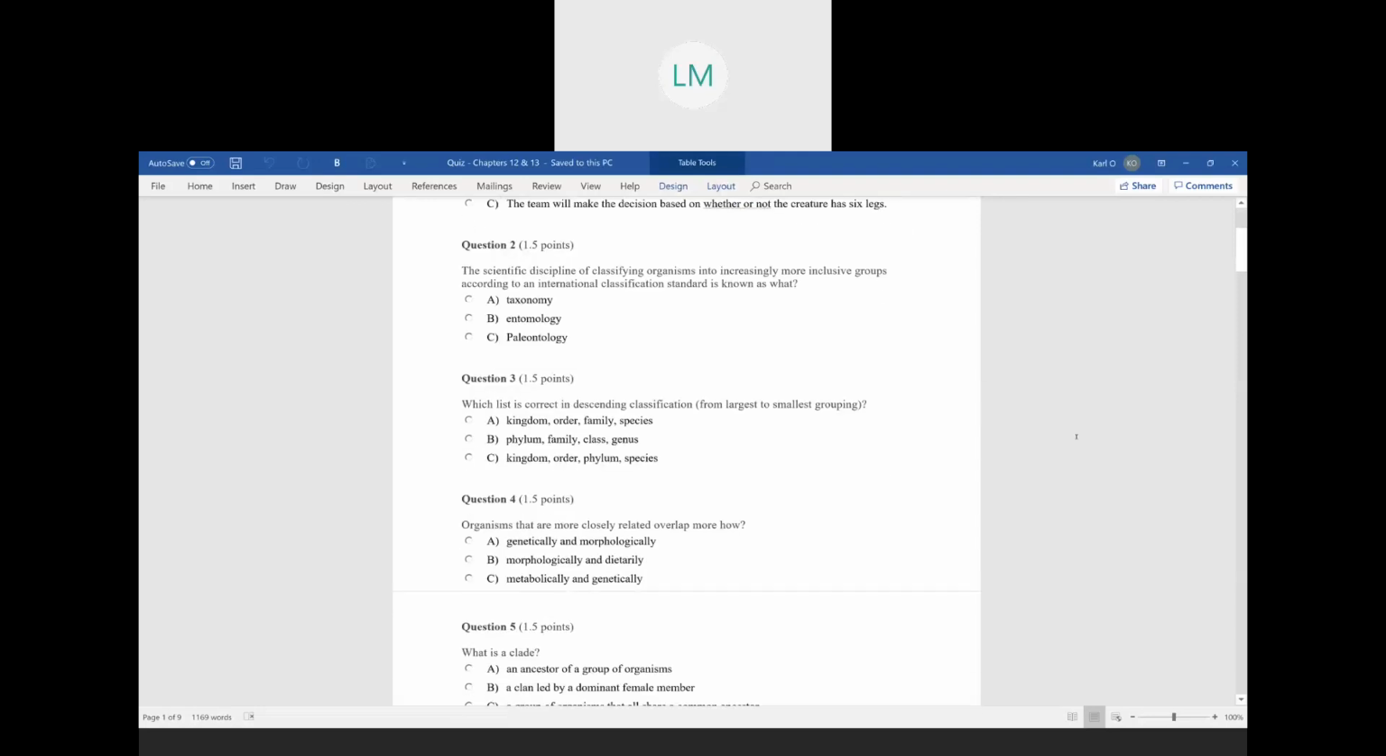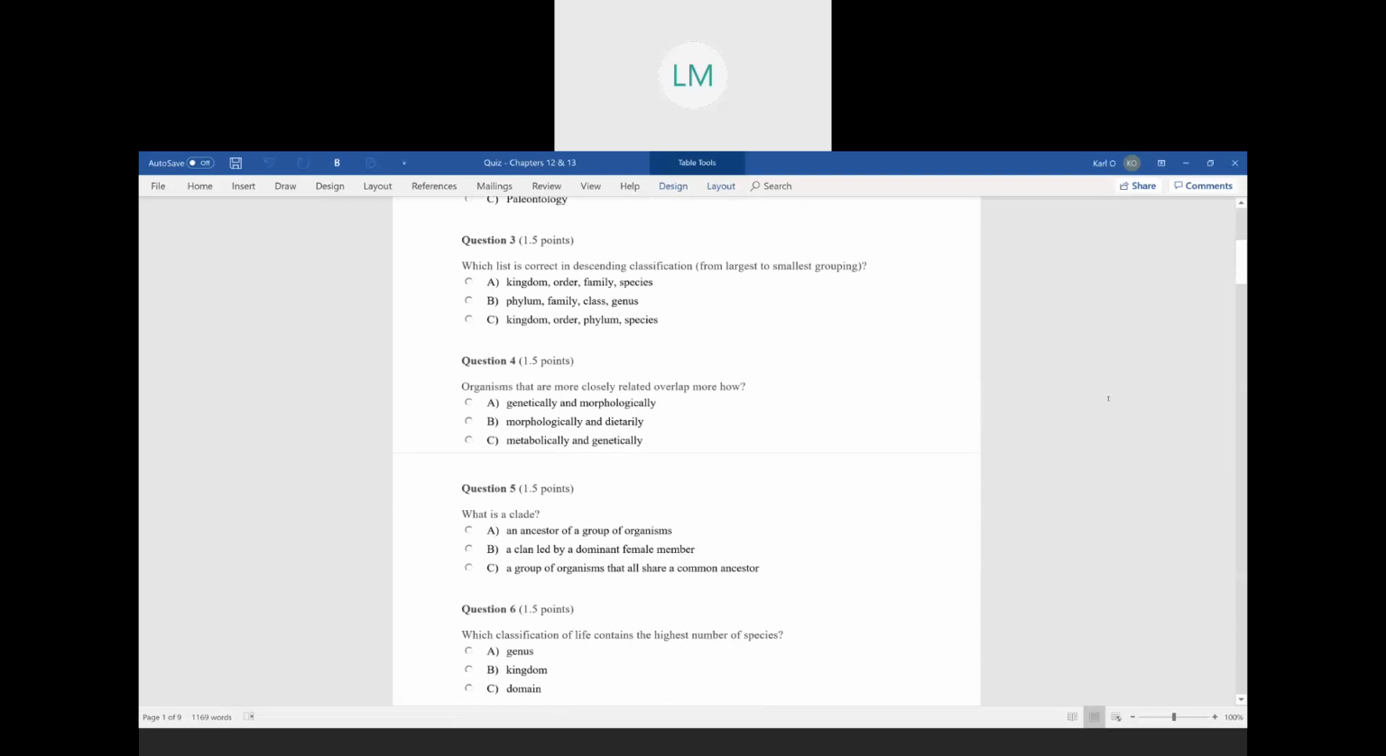Number 2, the scientific discipline of classifying organisms into increasingly more inclusive groups according to an international classification standard is taxonomy. Entomology is the study of insects, so that's not right. Paleontology, also not right. Taxonomy is the correct answer there.